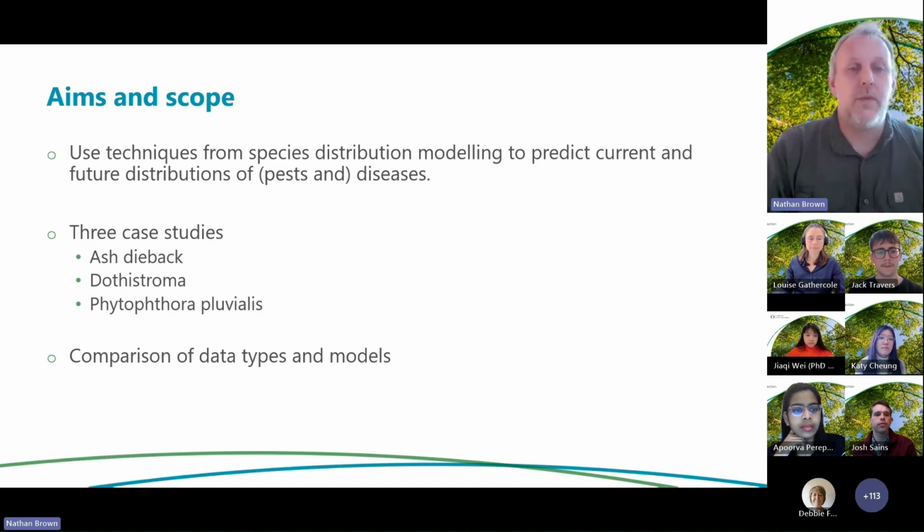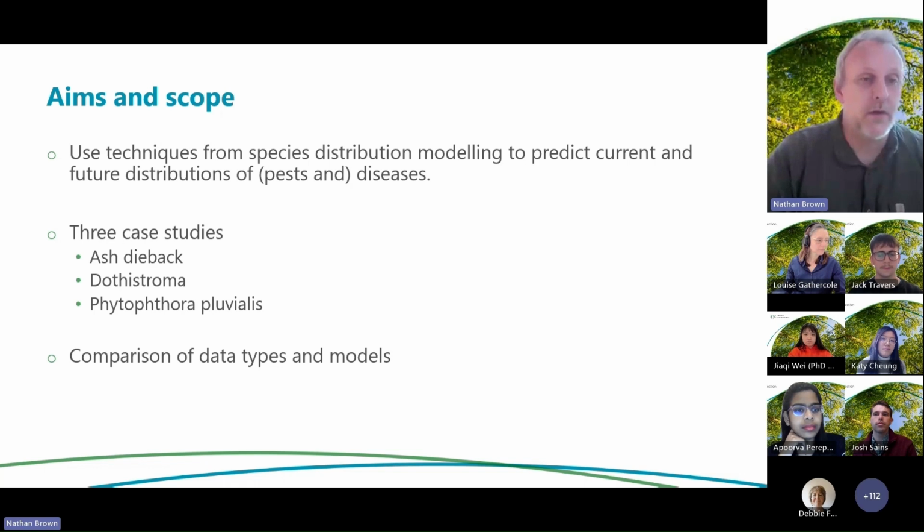So firstly about the aims and scope of our project, and really it is, as I said, applying the different modelling techniques to try and predict current and potentially future distributions of pests and diseases. We applied this to 3 case studies, each of which has a different biological organism, but also a different data set available.